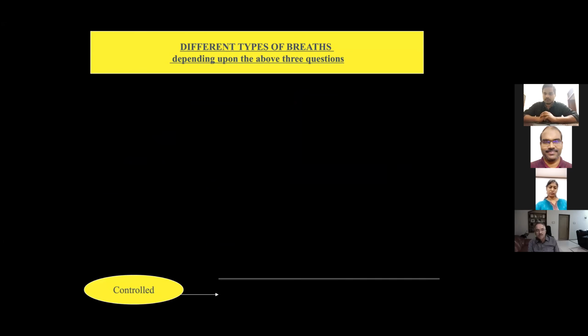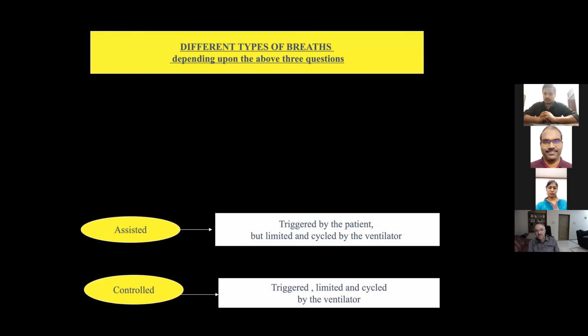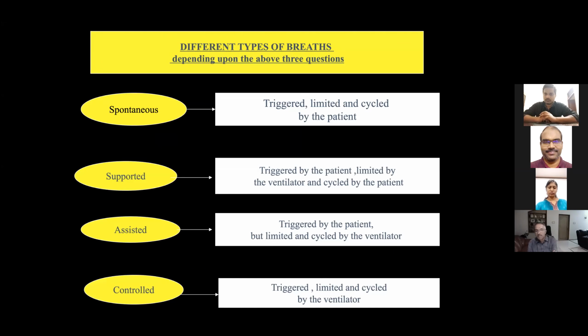So now there are 4 types of breaths. When a breath is triggered, limited, and cycled by the ventilator, what do we call it? Controlled breaths. When all 3 phases, the starting of the breath, limiting of the breath, and cycling, are controlled by the ventilator, we call it controlled breaths. Give me an example. Volume control and pressure control.